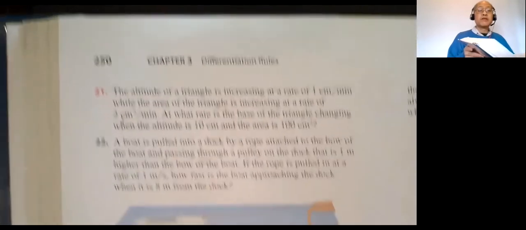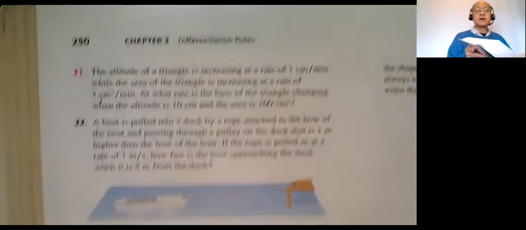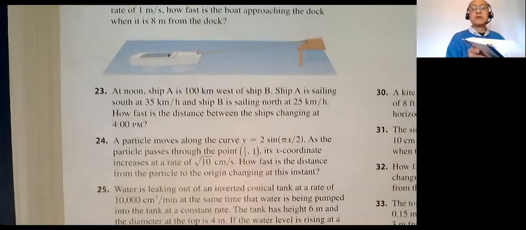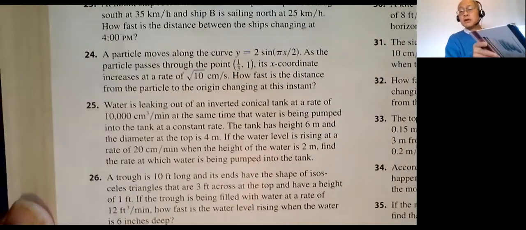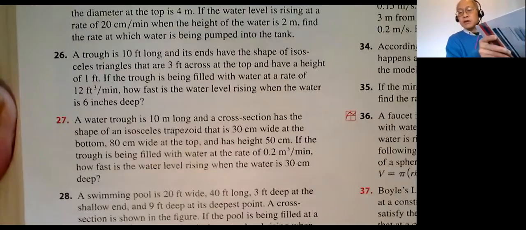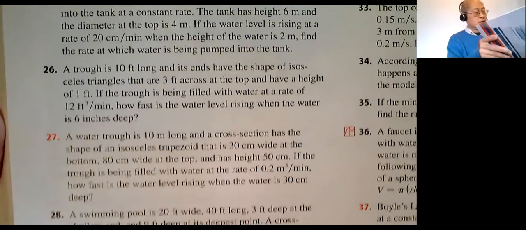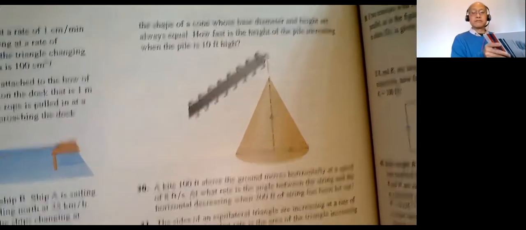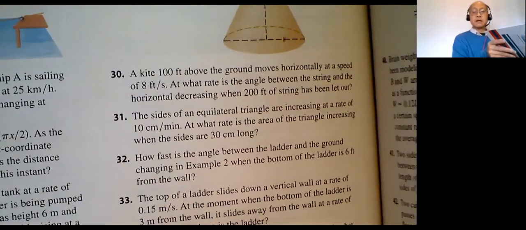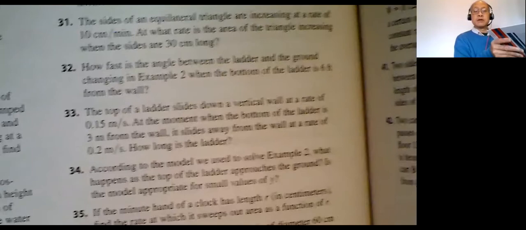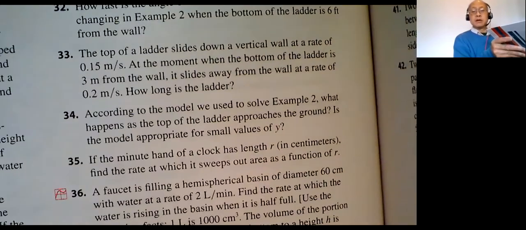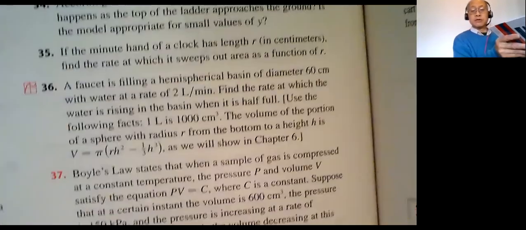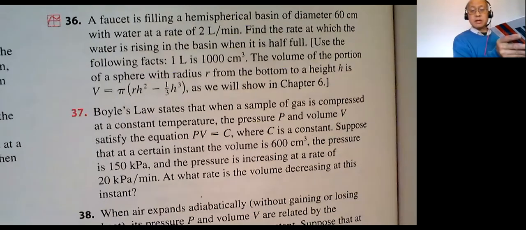So on page 250: 21, 23, 25, 27, 29. Well, 29 starts there and it continues over here. And 31, 33. I don't think you had to do 35. 37, I believe, was the last one. So there we go. I think everything is readable.